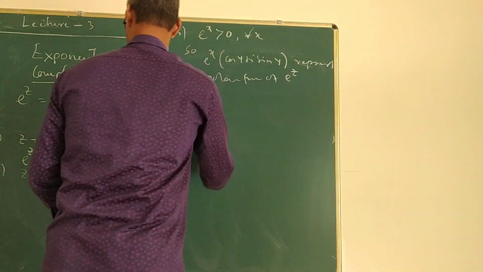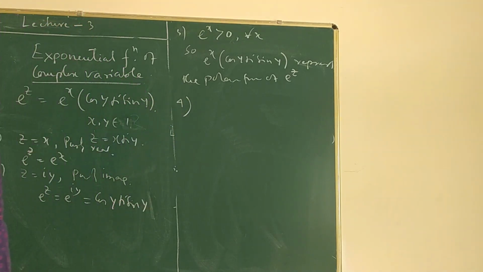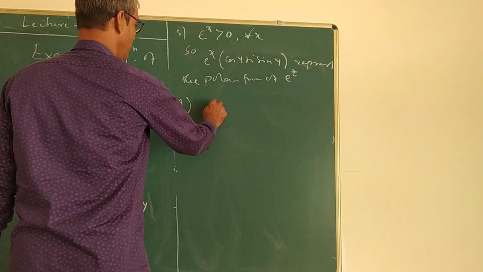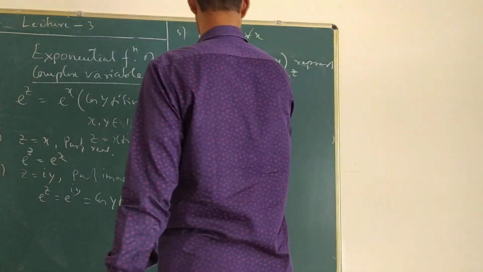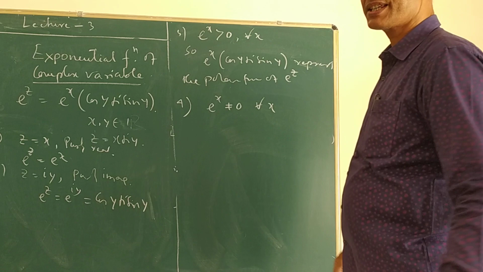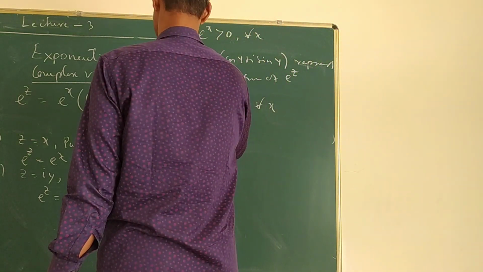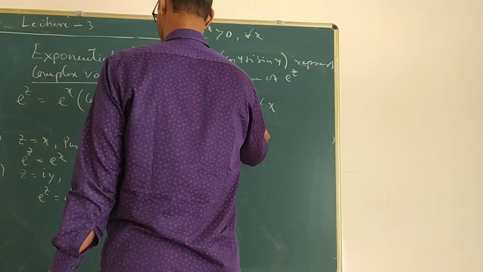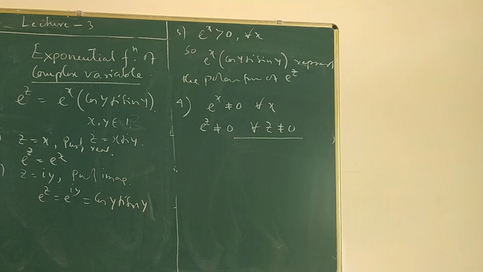Next, e to the power x is not equal to 0 for all x. So e to the power z is also non-zero for all z.